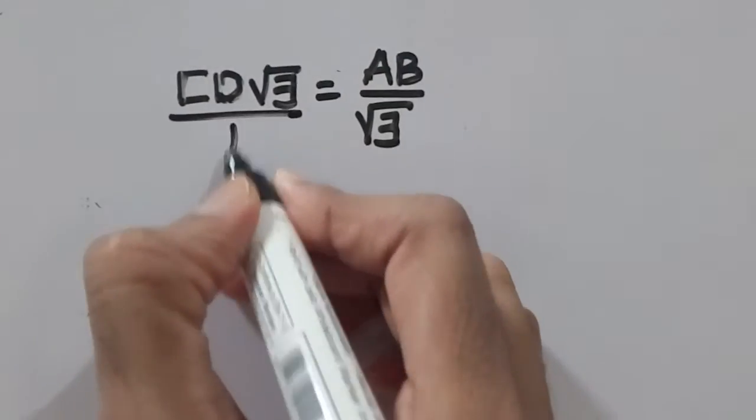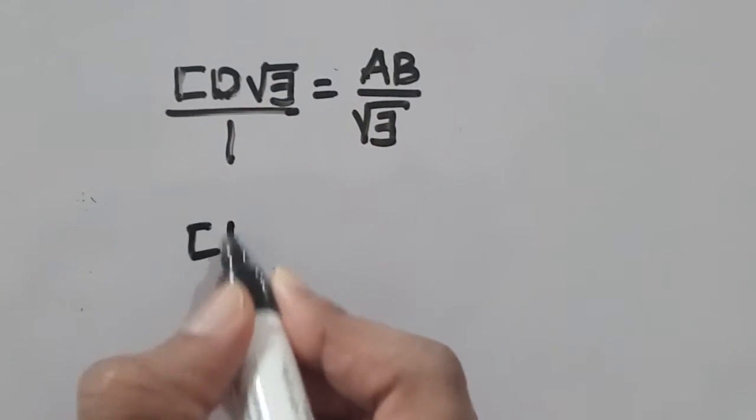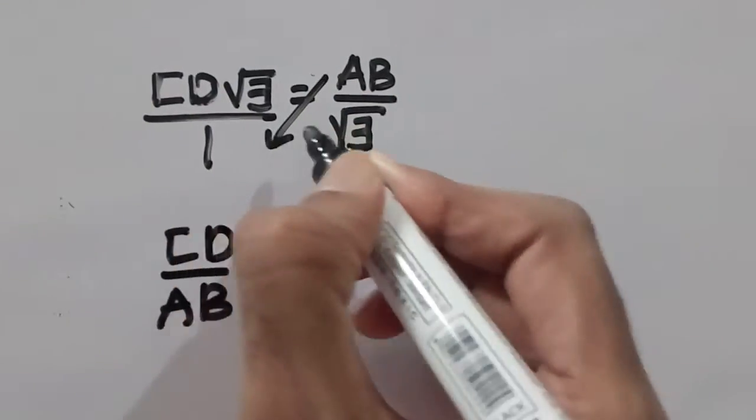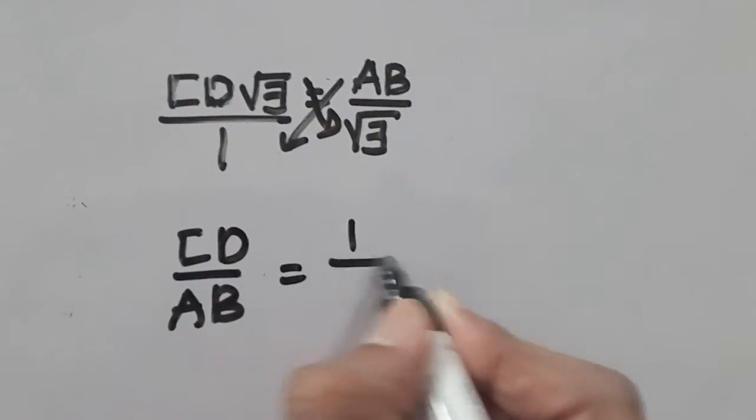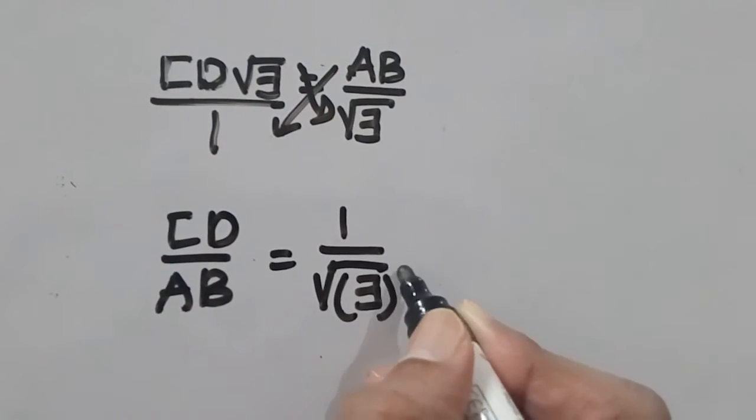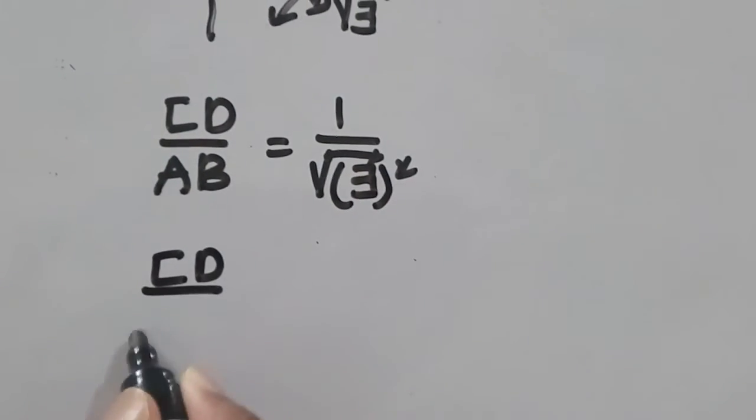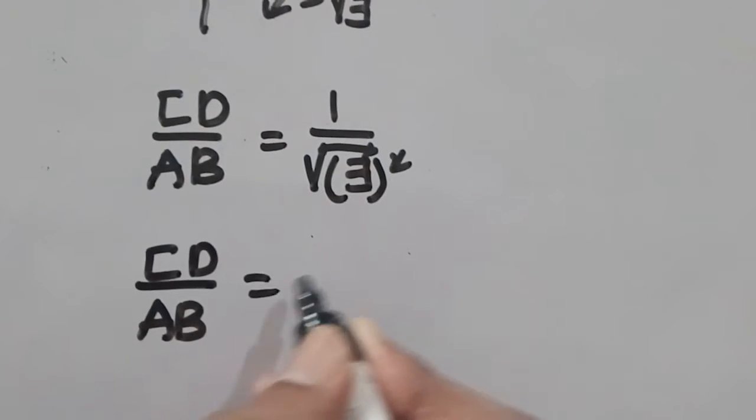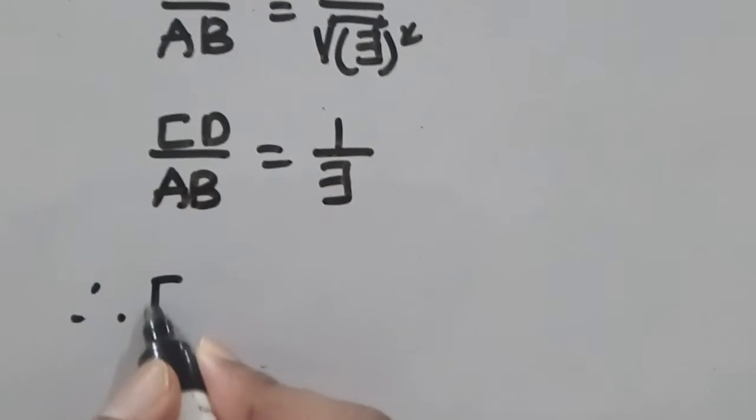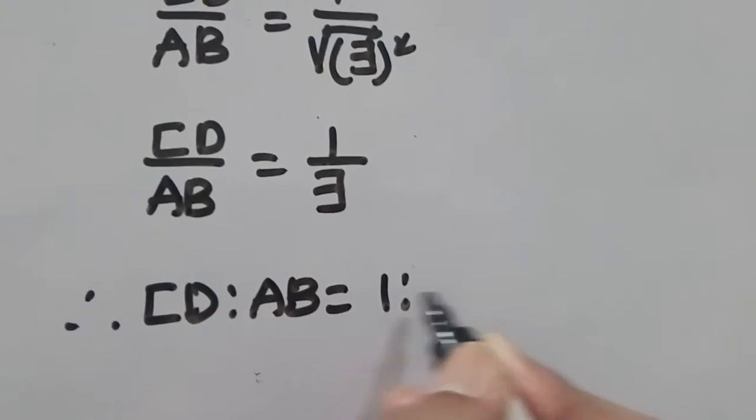Now CD into root 3 by 1, we will cross multiply. CD as it is, and AB you write here. You will get 1 by root 3 into root 3, whole square. Root and square get cancelled. CD by AB is equal to 1 by 3. Therefore CD is to AB is equal to 1 is to 3.